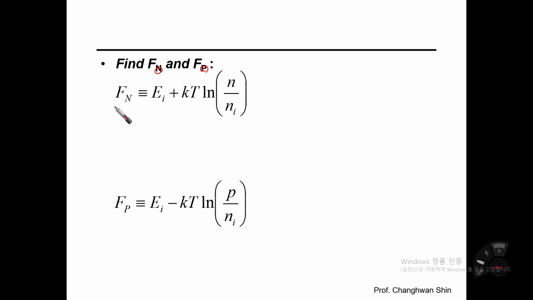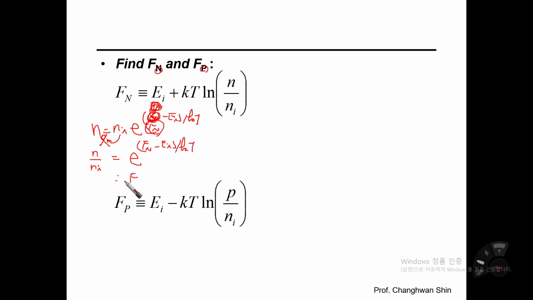So using the same equation format, n is equal to ni exponential (Ef minus Ei) over kT. But herein, I'm going to use a quasi-Fermi energy level. If I'm using Ef, that means n naught. But if I'm using quasi-Fermi level, that is a non-equilibrium electron concentration. Then you can move all the other terms. ni is here, n divided by ni is equal to exponential (Fn minus Ei) over kT.